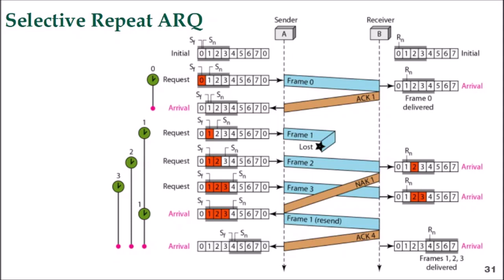At the receiver side, we need to distinguish between the acceptance of a frame and its delivery to the application layer. At the second arrival, frame 2 arrives and is stored and marked, but it cannot be delivered because frame 1 is missing. At the next arrival, frame 3 arrives and is marked and stored, but still, none of the frames can be delivered. Only at the last arrival, when finally a copy of frame 1 arrives, can frames 1, 2, and 3 be delivered to the application layer.